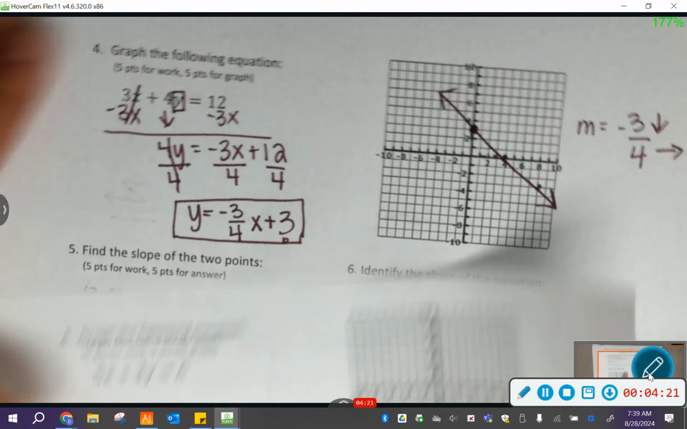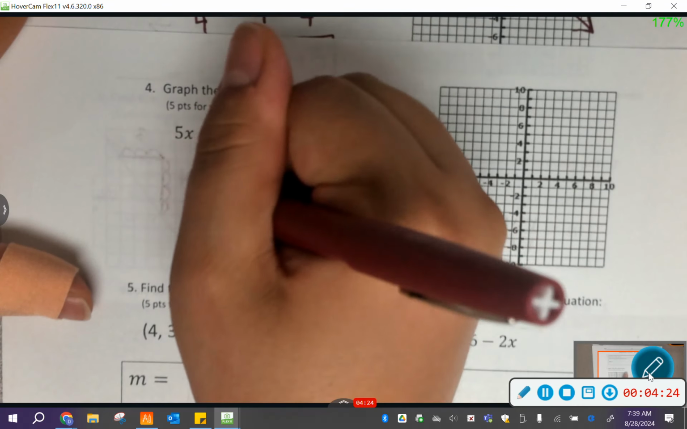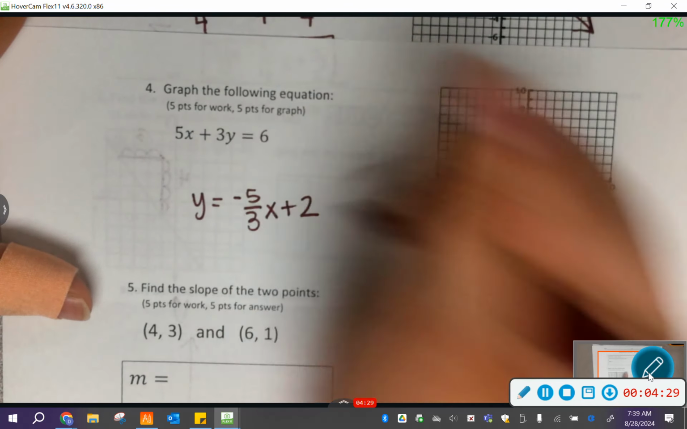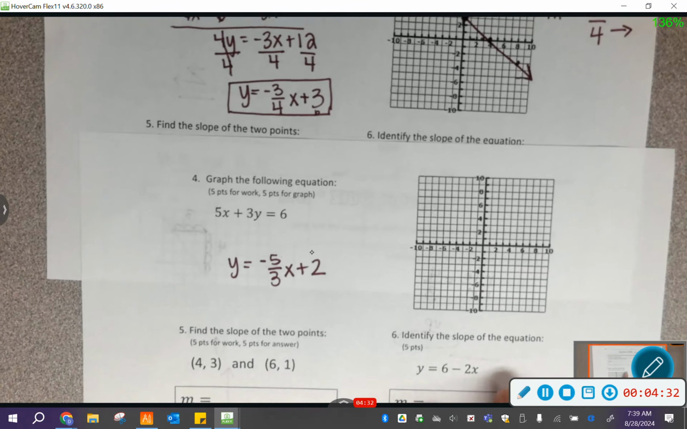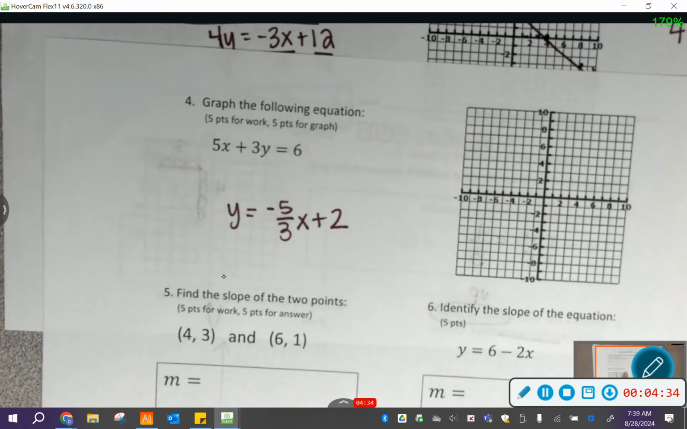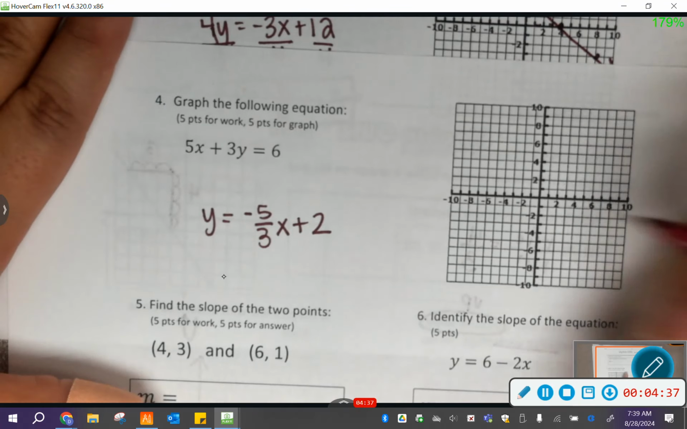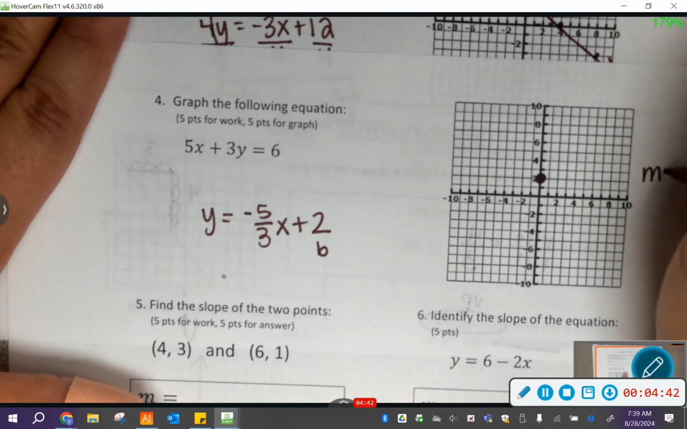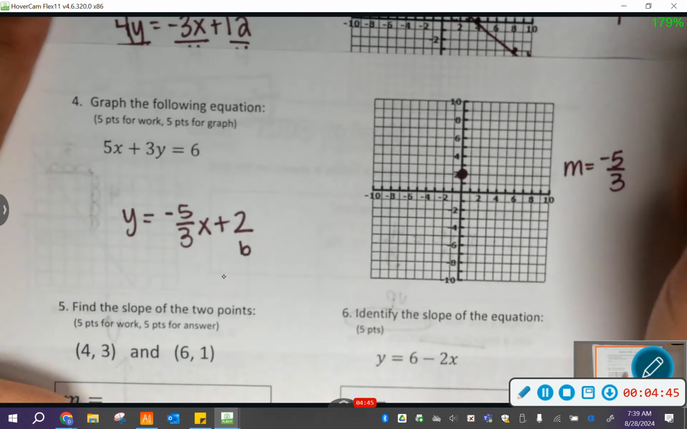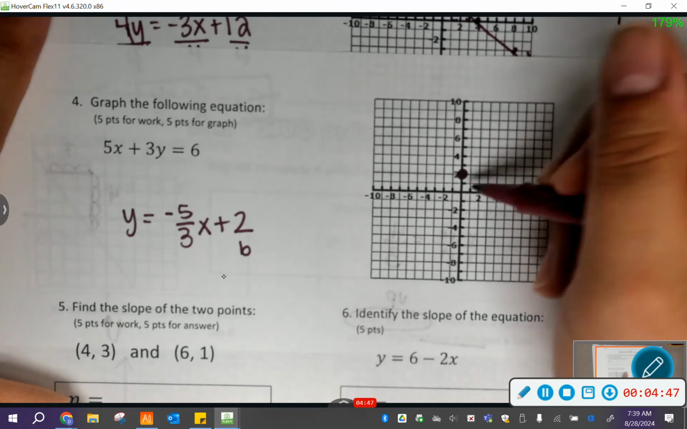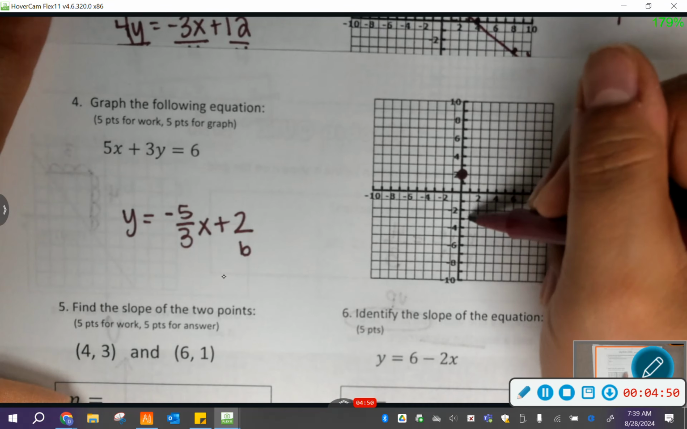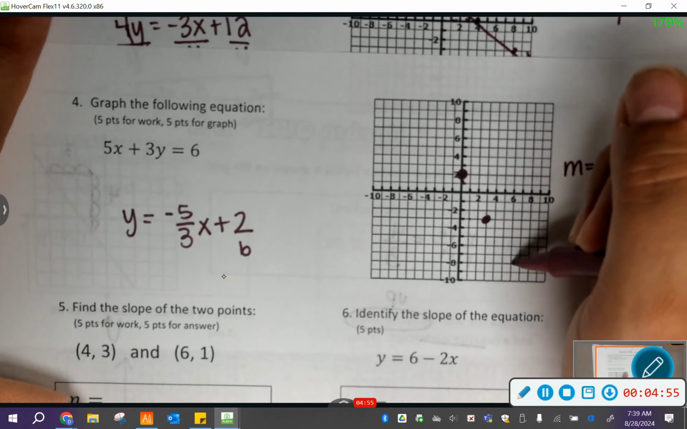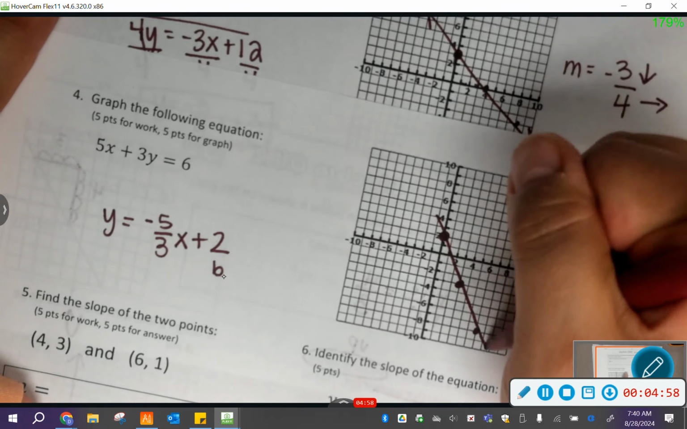If you had the other problem, you would have done the same thing and you would have gotten y equals negative 5/3x plus 2. So for this one, where are you going to begin at? Positive 2. And then how are you going to move? What's your slope here? Down 5, right 3. 1, 2, 3, 4, 5, right 1, 2, 3.